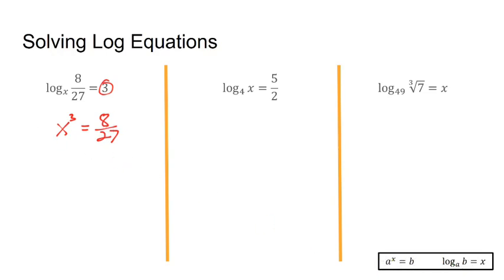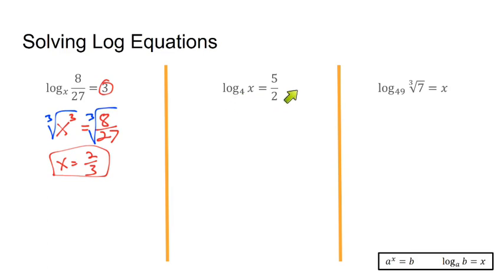Now that we're here, we can solve this equation. I'm going to take the cube root of each side, and I get x equals 2 thirds. By rewriting this log in exponential form, by using this knowledge, we can actually solve and figure out what x is. Okay, let's come over here.